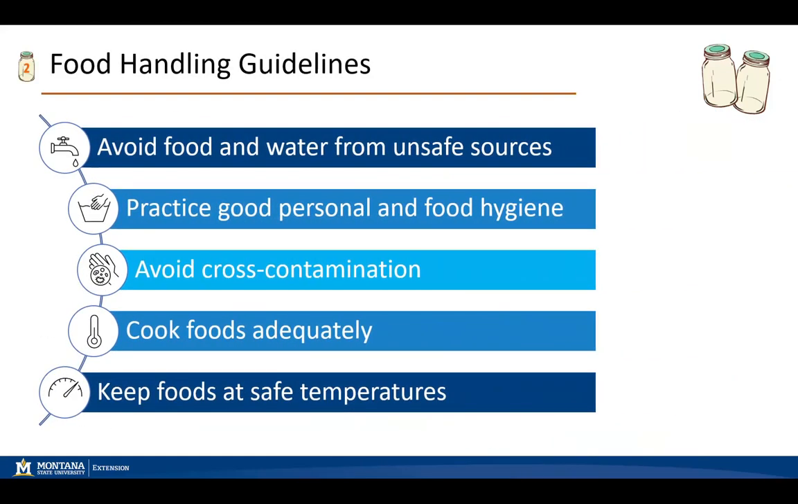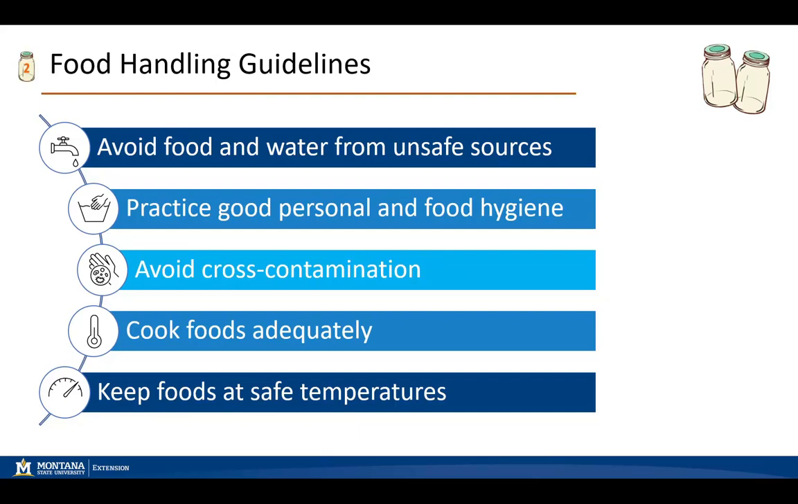To practice safe food handling and reduce foodborne illnesses, there are 5 recommended food handling practices to follow. Avoid food and water from unsafe sources. This can be drinking pasteurized milk and fruit juices or avoiding eating raw and undercooked foods. Practice good personal hygiene by hand washing regularly, avoiding food preparation when sick, and cleaning and sanitizing the kitchen or food preparation areas.